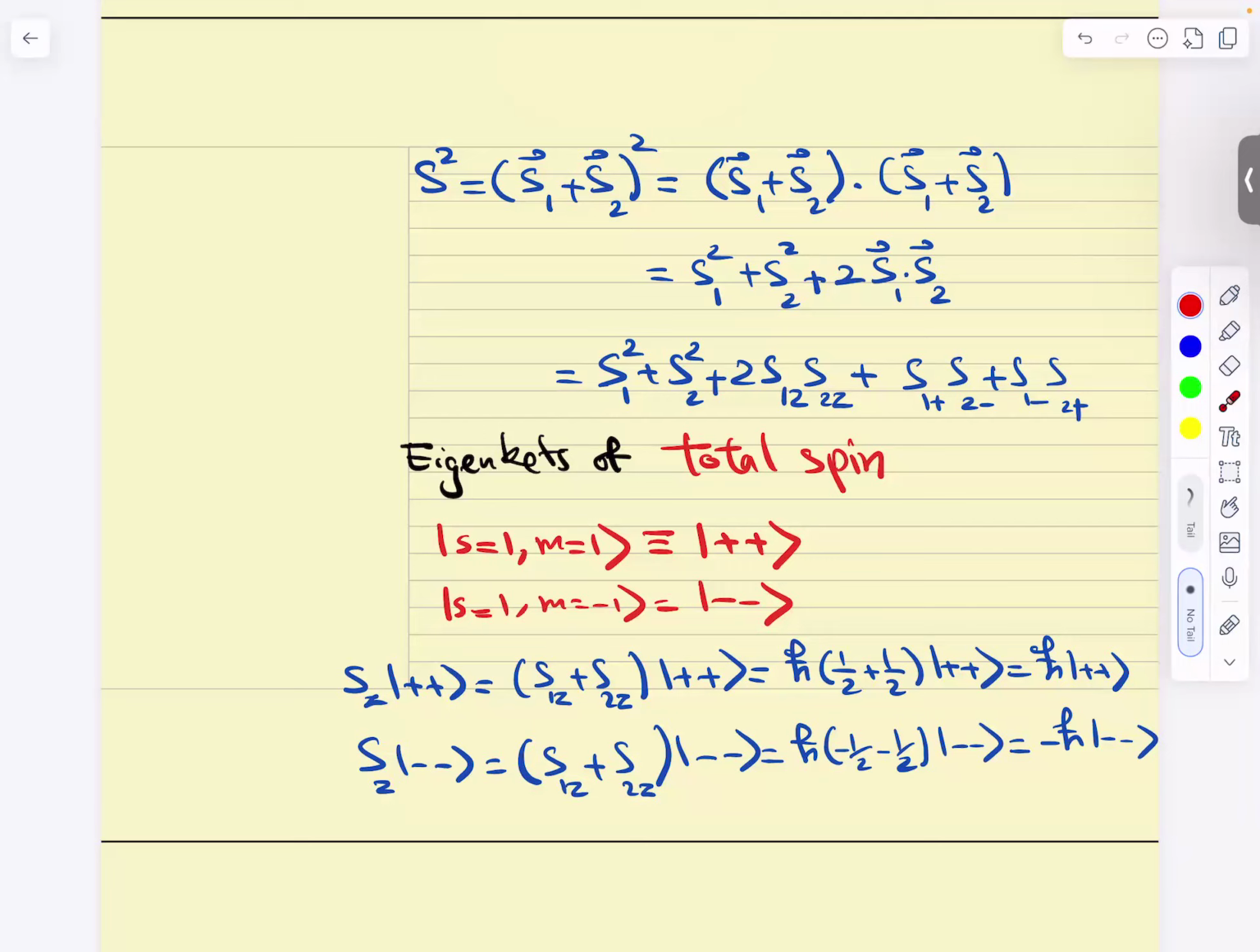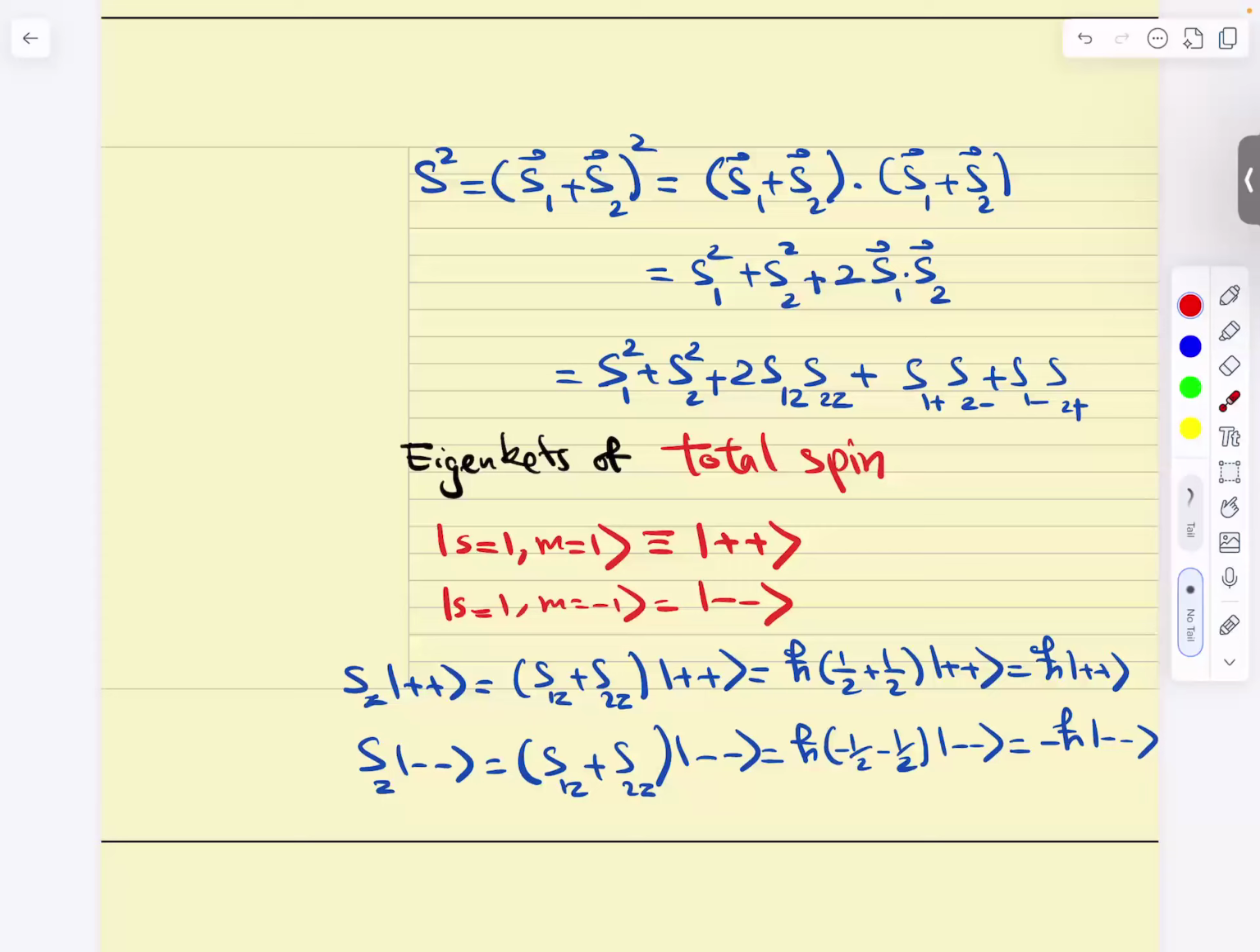What are we trying to accomplish here? I'm going to act on one of these vectors, it doesn't matter which. Pick this one, and show that this is not an eigenket of the total S squared. It's not. So we'll need a new basis. Is everyone good with what we're going to accomplish? All right.